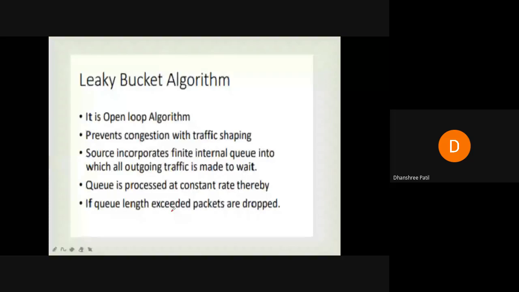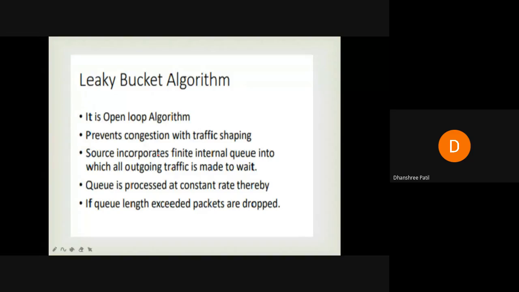Just remember the aim behind these two algorithms. Aim काय आहे की फ्लो मेंटेन करायचा डेटाचा. ओके, लेट्स सी. फर्स्ट इज द लिकी बकेट अल्गोरिदम. इट इज ओपन लूप अल्गोरिदम. Okay, open loop algorithm is before entering the packet into the network what should be done with that packet, so that is decided in a leaky bucket algorithm.